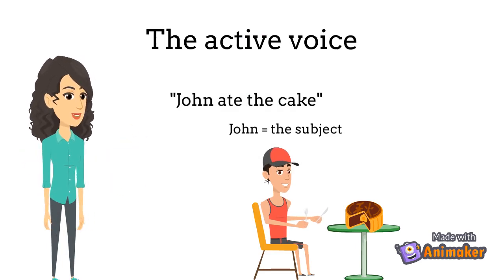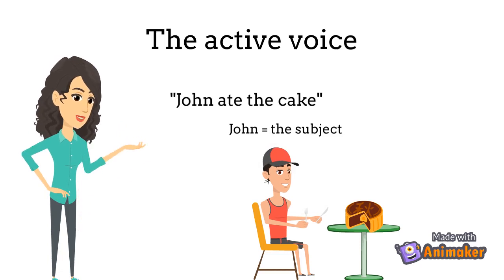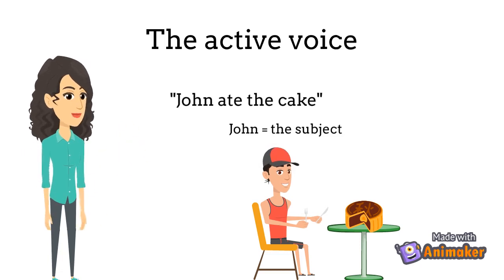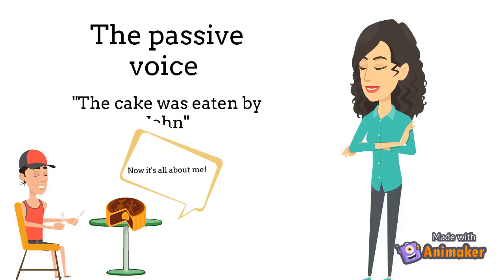For example, John ate the cake. John is the subject of the sentence, and he performed an action. He ate the cake. With the passive voice, the subject is the receiver of the action, rather than the performer of it. For example, the cake was eaten by John.